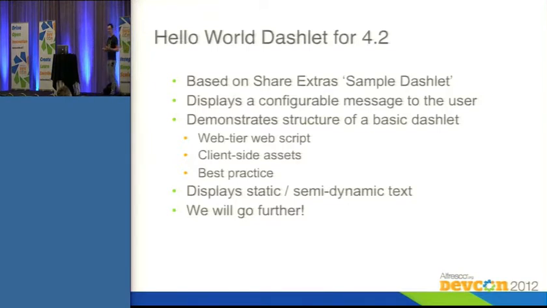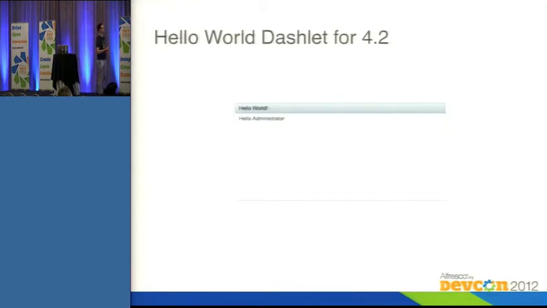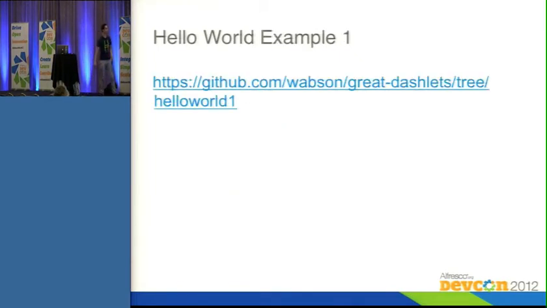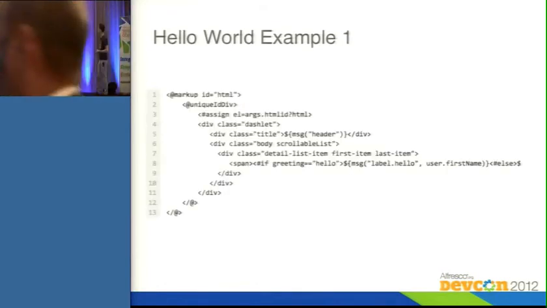It's sort of semi-dynamic, but it doesn't really fetch any data from the repository. It doesn't do anything fancy here. And that's all it does. So we've just got a title, we've got a body, and that's it. You can't really do anything with it. It just sits there on the dashboard, and that's that. So that's the first stage of the dashlet, and this is where we're starting from. So we're going to build this up, and we're going to add some more exciting capabilities to this dashlet.